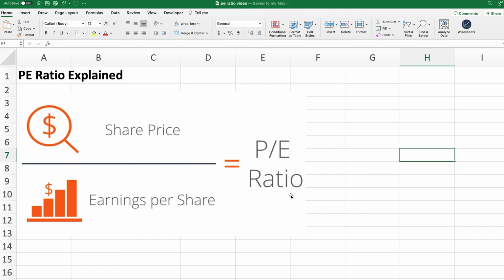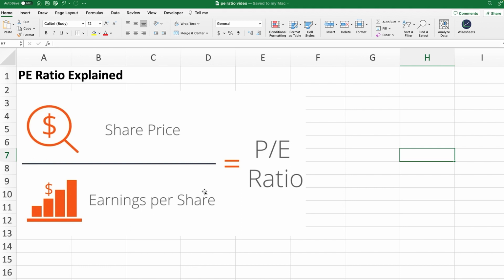So as you can see in this graphic, the way to calculate the PE ratio is very simple. All you need to do is to take the current price per share of a particular stock, and then you divide that by the earnings per share of that particular stock.